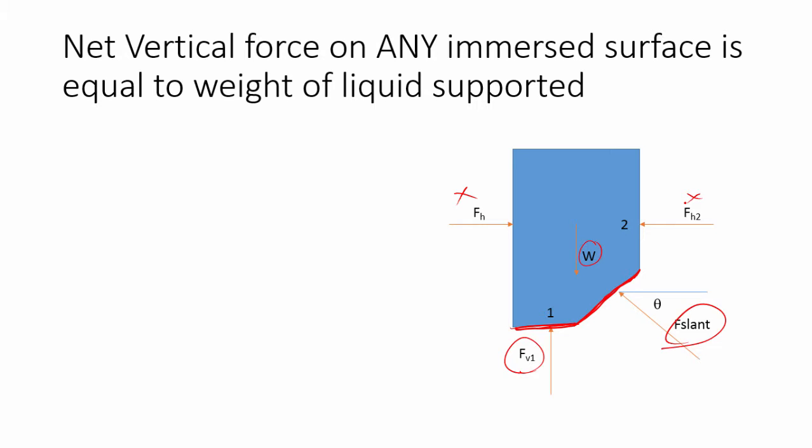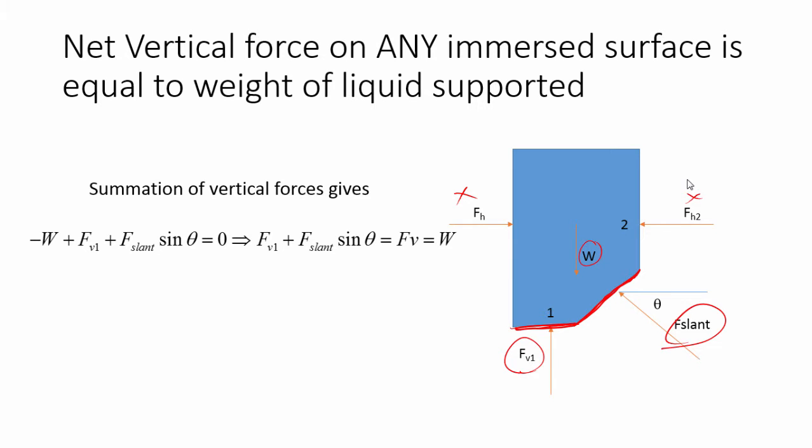Because there is no shear on the walls, the entire weight of the water has to be supported by the bottom pieces. So if I do summation of forces in the vertical direction, I get minus W plus Fv1 plus F slant sine theta equal to 0. So the net vertical force, Fv1 plus F slant sine theta, must be equal to W. If you want to find the net vertical force on this region, it's the weight, and it acts at the center of the column, at the centroid of this region.